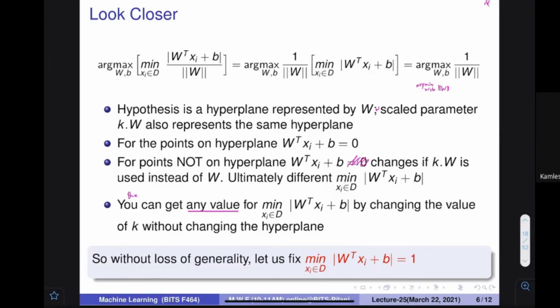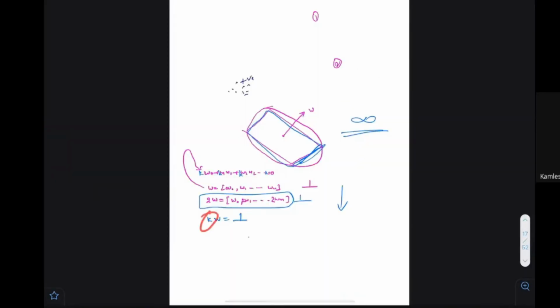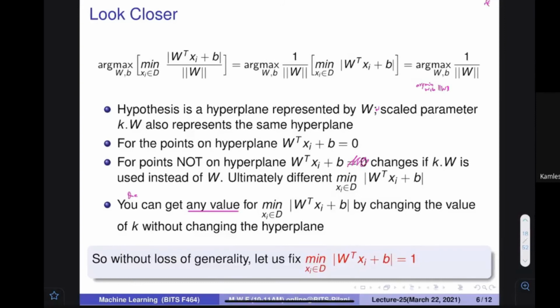So what would be a nice idea? Let me fix this value. I say that I want this value to be 1. Now we are happy, because if the value is fixed, then k would also be fixed. For a particular value, you can then modify this to find a way so that this value is fixed. A very interesting observation that needs to be incorporated in our minimization problem: this complete value is going to be 1. You can take any value, but let me fix that this value is going to be 1. Make sense?